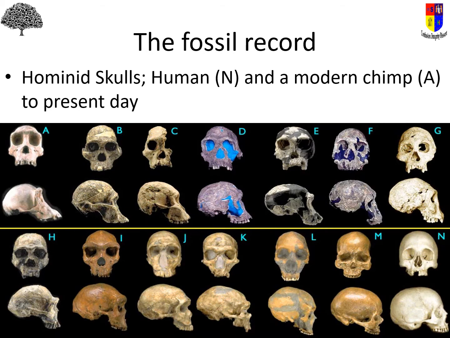So here's just an image of a particular set of ones. These are all hominid skulls. So human is N in the bottom right hand corner, modern chimp is A, and we've got kind of what's happened in terms of changes, and we can see the hominid skulls moving through from that.